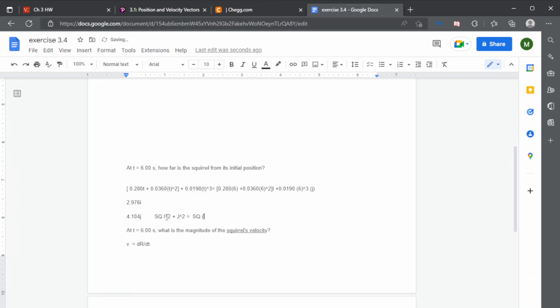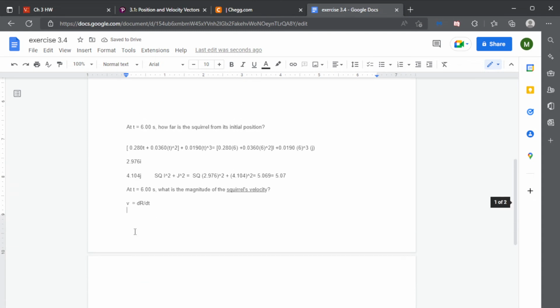So in here, 2.976, square that, plus 4.104, square that. We will get ourselves 5.069, rounded, and this will get equal to 5.707.